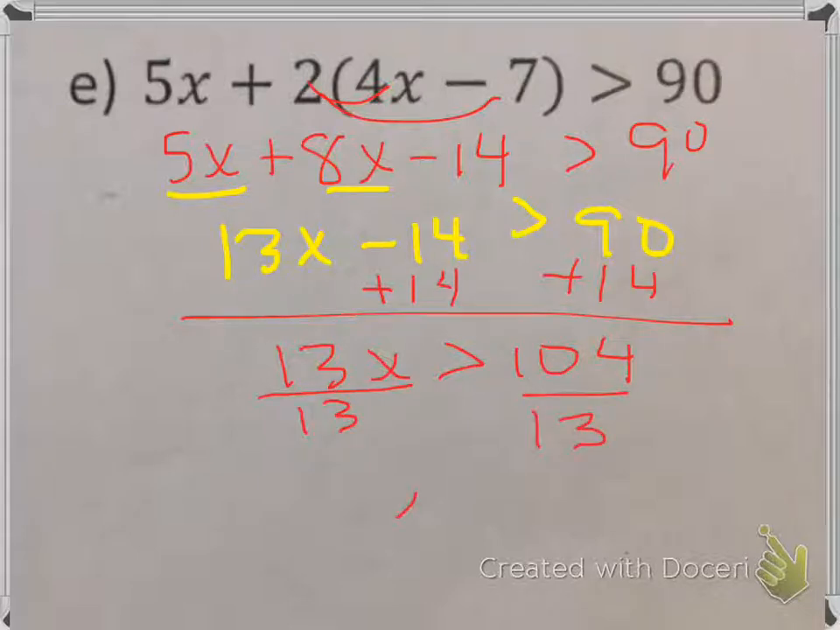Now I'm dividing by a positive number, so I don't have to flip the inequality sign. So I'm going to do 104 divided by 13, and when I do that, I get 8. So my answer is x is greater than 8.